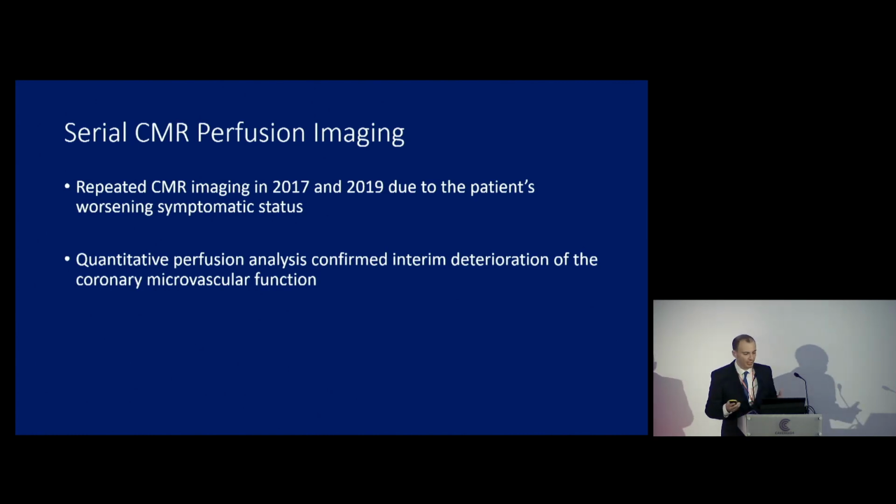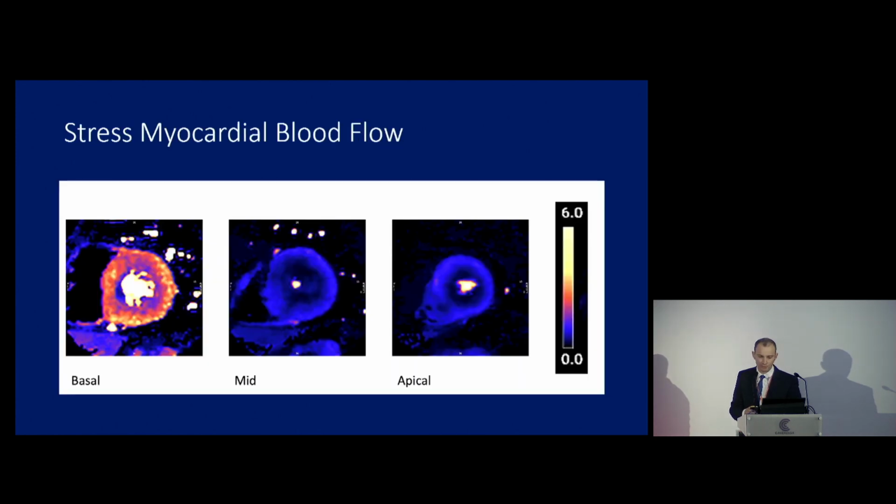Because of his ongoing symptoms, we had the benefit of serial MRI imaging between 2010 and 2019. What we saw over this period is that although he didn't have obstructed epicardial coronary arteries, we saw a significant decline in his myocardial perfusion and coronary microvascular function, suggesting that this is the cause of his ongoing symptoms of chest pain. Here you'll see his quantitative perfusion map.